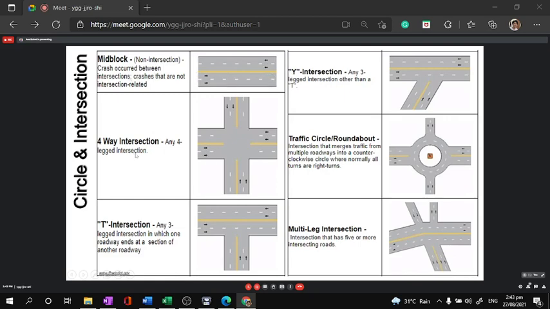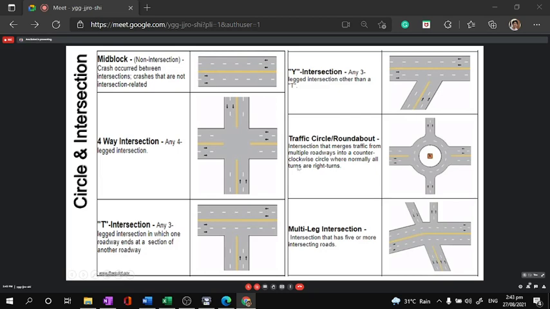And then you have an intersection that is four-way. 1, 2, 3, 4, because it has four legs. And then you have a three-leg intersection. 1, 2, 3. Three-leg. It's a T intersection. You have a Y because you have three legs but one is tapered.